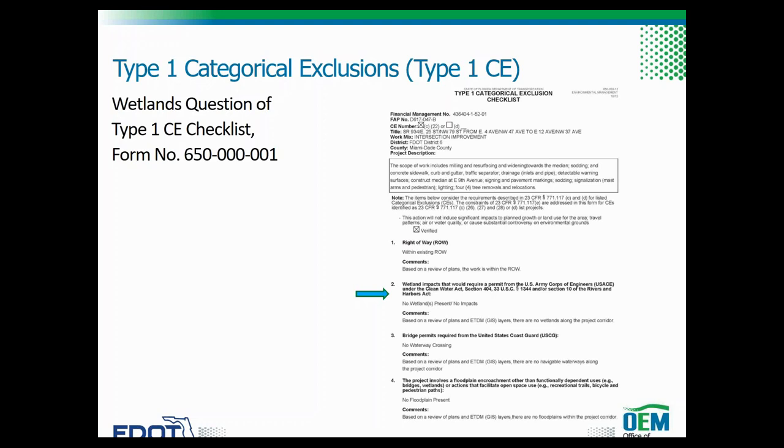If a standard or individual permit is required or anticipated, the project may not qualify as a Type 1 CE, depending on the scope of the project. Should the wetland analysis indicate a significant impact to wetlands, the project cannot be processed as a CE.